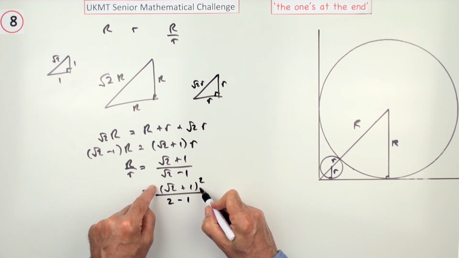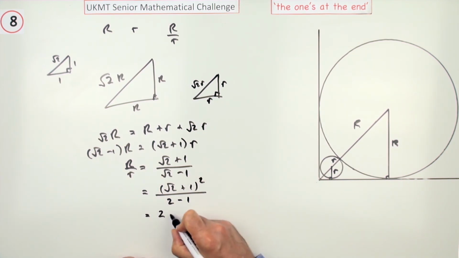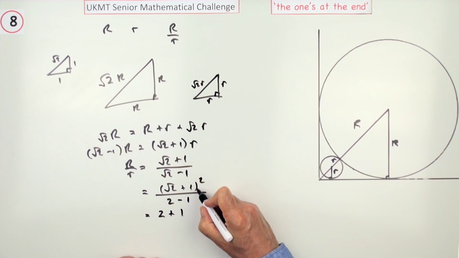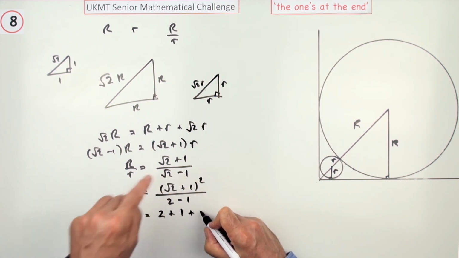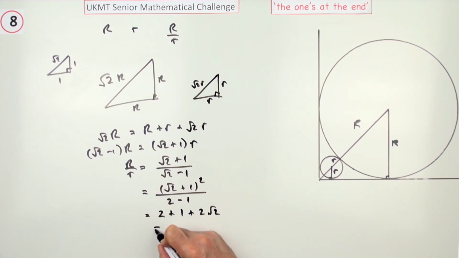Squaring the top would be square the first, 2, square the second, 1, plus twice the product, 2 times 1 times root 2. And there you are, 3 plus 2 root 2.